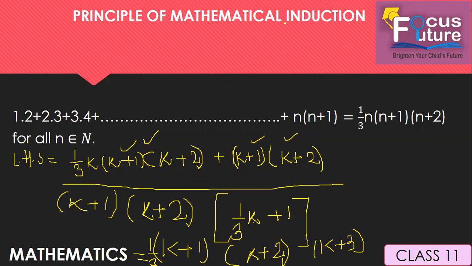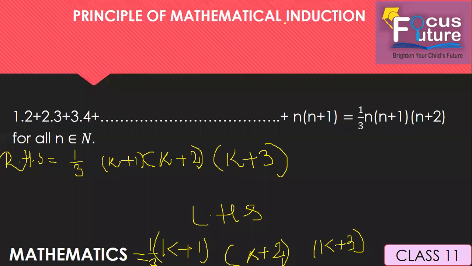Now let us solve the RHS. So your RHS would become 1 by 3 k plus 1, k plus 2 and k plus 3. 1 by 3 in place of n k plus 1, so k plus 1. Then n plus 1, k plus 1 plus 1, that would be k plus 2. N plus 2, k plus 1 plus 2, and k plus 3. So LHS and RHS are equal. So it is true for n is equal to k plus 1.